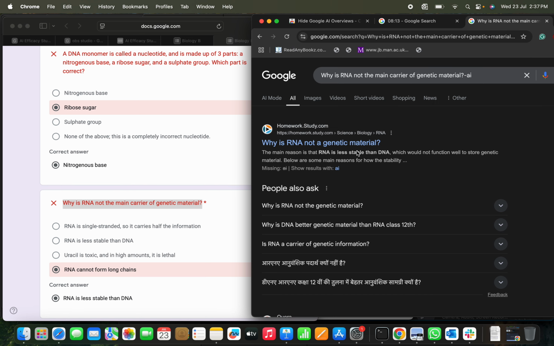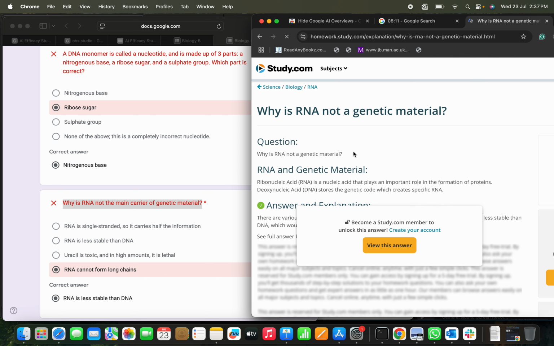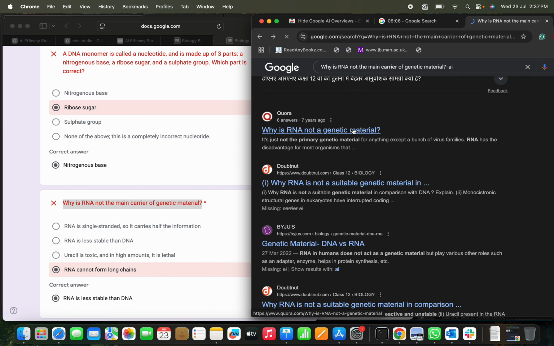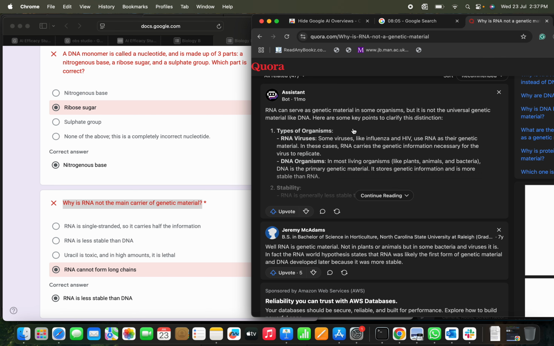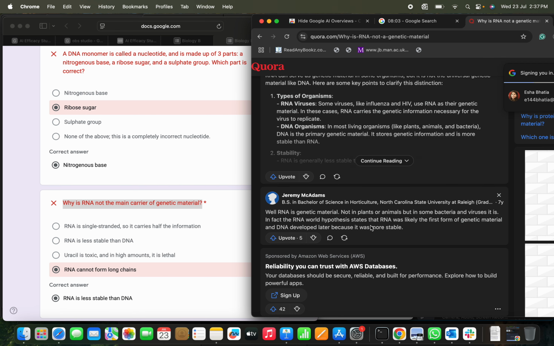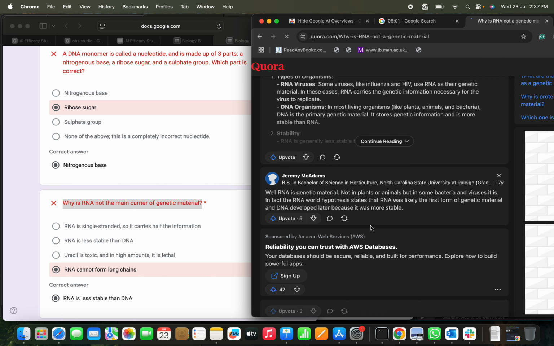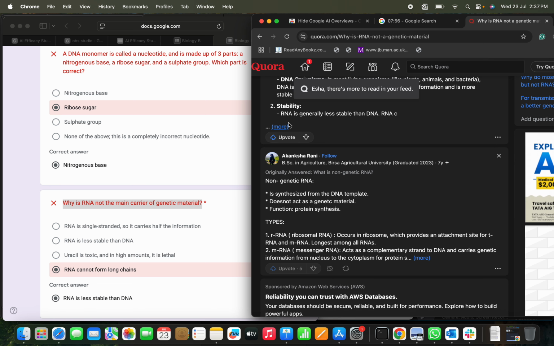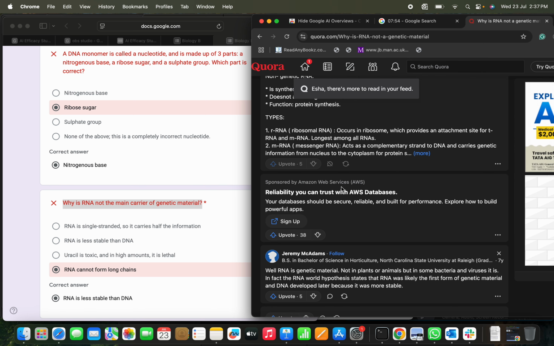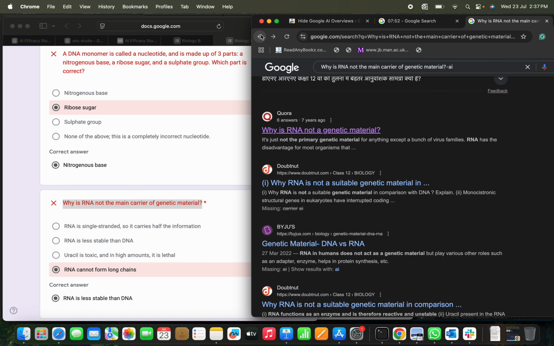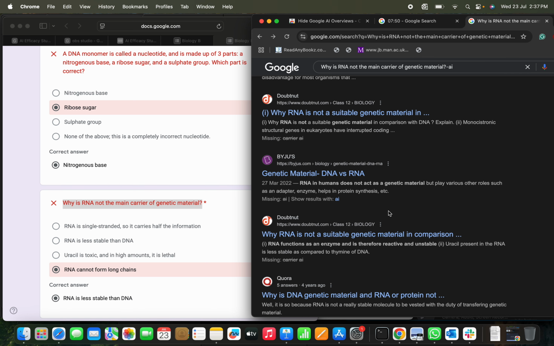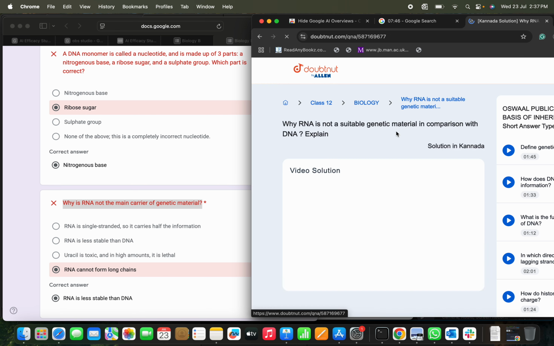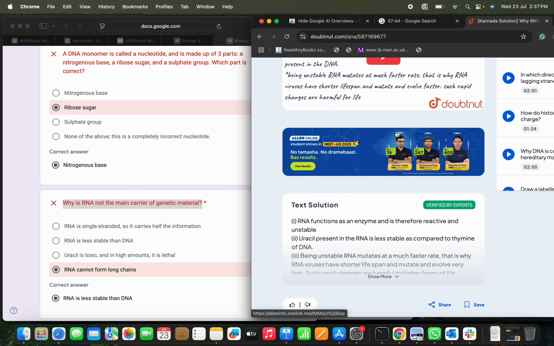RNA is less stable. Okay, that's true. Sorry, this thing is blocked here. Let's ask Quora then. Well, RNA is genetic material not in plants or animals, but in some. Okay, this is wrong. This is not a reliable source.